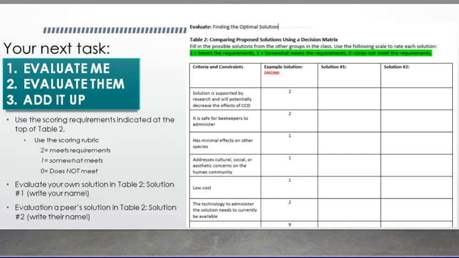So I think we have enough people that we can evaluate our peers as well. So here's our next task. We are going to do these 3 steps. So I gave you a shortcut again. It says evaluate me, evaluate them, and add it up. So this is where we're going to be doing table 2 together. Okay, evaluate me, evaluate them, and add it up.